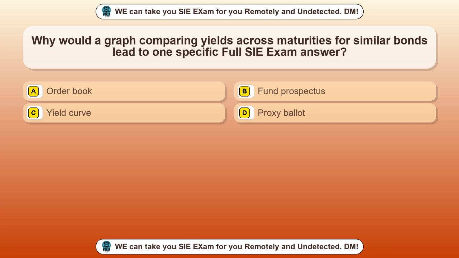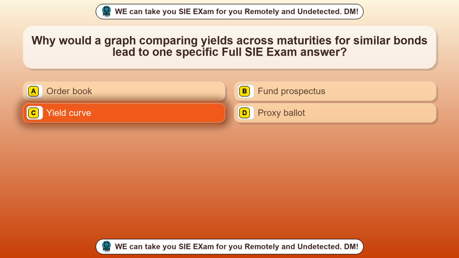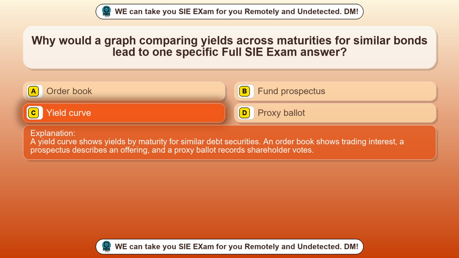Question 64. Why would a graph comparing yields across maturities for similar bonds lead to one specific full SIE exam answer? Option A, order book. Option B, fund prospectus. Option C, yield curve. Option D, proxy ballot. The correct answer is option C, yield curve. A yield curve shows yields by maturity for similar debt securities. An order book shows trading interest, a prospectus describes an offering, and a proxy ballot records shareholder votes.